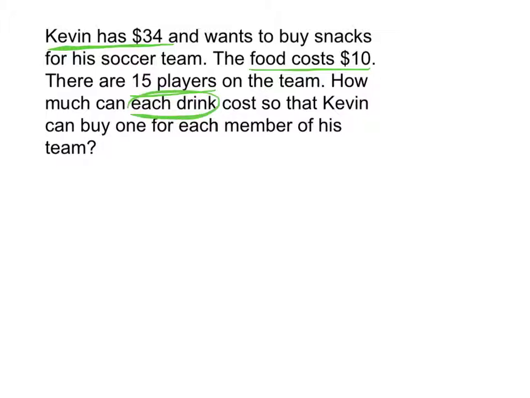So it looks like each drink is going to be our variable, so I'm going to use the letter D for my drinks. Now Kevin's spending some money. He has food that costs $10. And then each drink, well, how many drinks does he need to buy? 15. So he's going to spend $10 plus however much drinks cost for 15 players. So when we write our equation, he's going to spend $10 and 15 times however much a drink costs. Now Kevin has $34, so that's sort of like our equals to part of the equation.